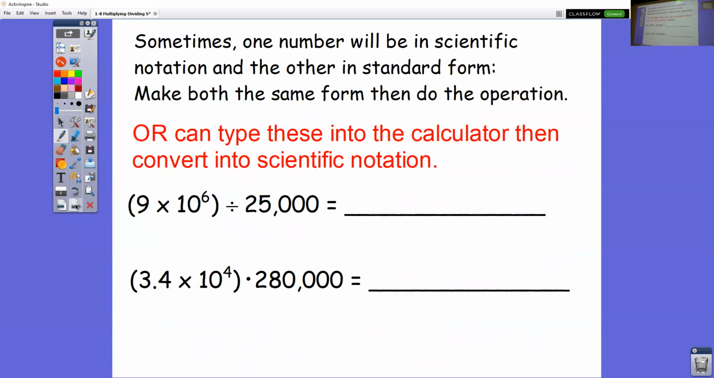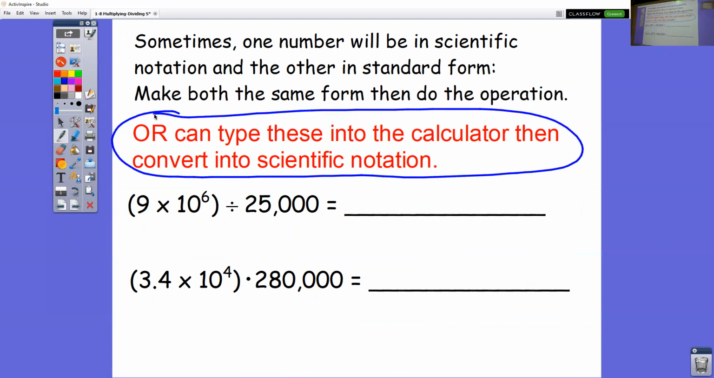Sometimes you're going to have one number in scientific notation, one number not in scientific notation, and you're going to have to multiply and divide these. Again, what I would do is type them right into the calculator and then convert them into scientific notation. Again, dividing questions, you have to put these parentheses around the scientific notation. If you don't, it will give you the wrong answer every single time. When you type this one into the calculator, you get 360. So that's going to be 3.6 times 10 to the second power.